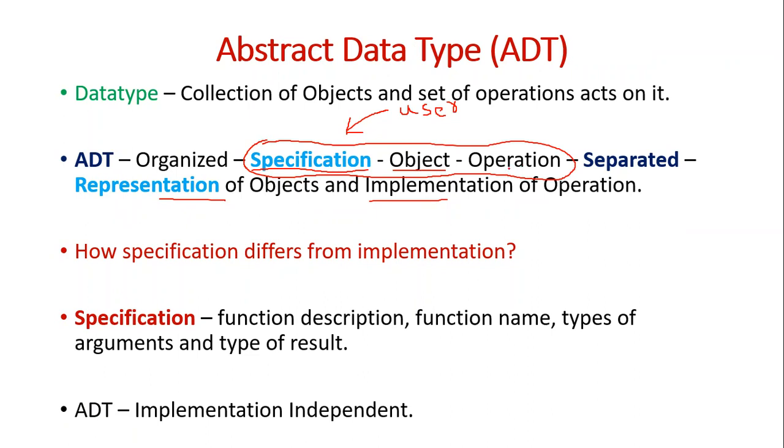Along with the specification of the object, there is the specification of the operation. He also wants to know the typical operations that can be performed on the data type. From the user's view, he needs only these two pieces of information: how the object is specified, that is, what the object means, and what the typical operations are. If he knows these two things, he can comfortably use this data type wherever he wants.